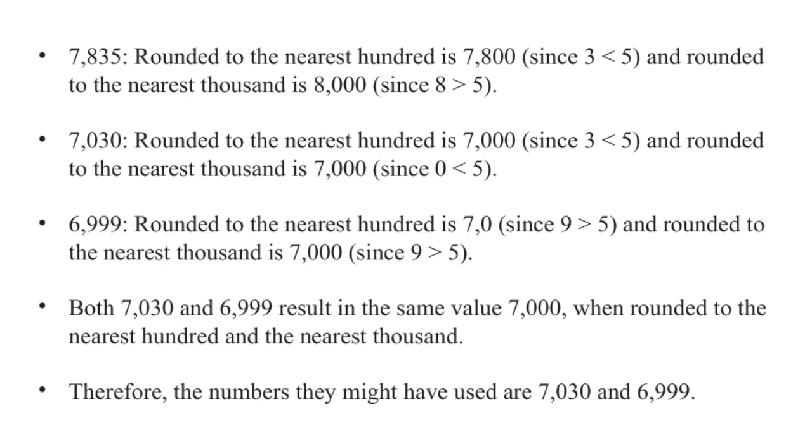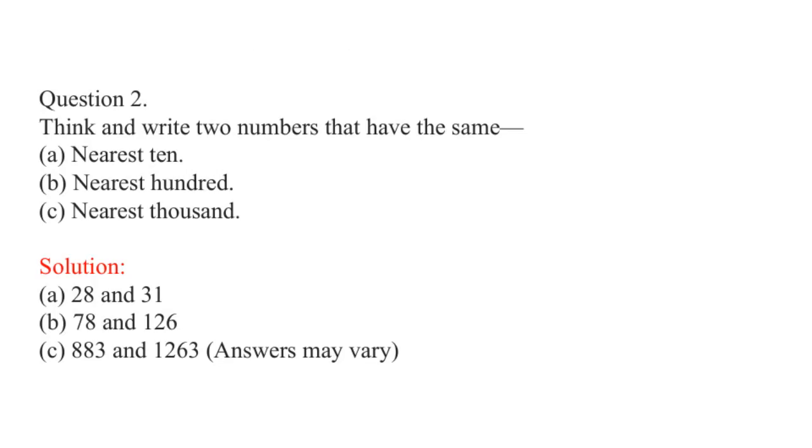Now, let's tackle a question that asks us to think about rounding numbers. We're looking for pairs of numbers that round to the same value at different levels. First, two numbers that share the same nearest 10, like 28 and 31. Then, two that round to the same nearest hundred, such as 78 and 126. Finally, two numbers rounding to the same nearest thousand, for example, 883 and 1263. Your answers might be different, and that's okay. The key is understanding how rounding groups numbers together.